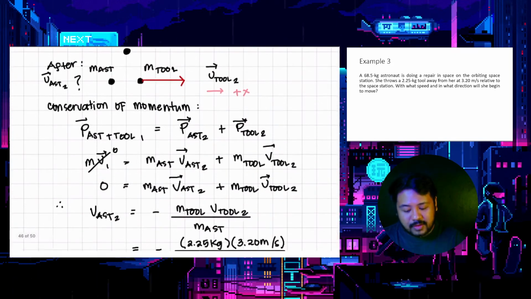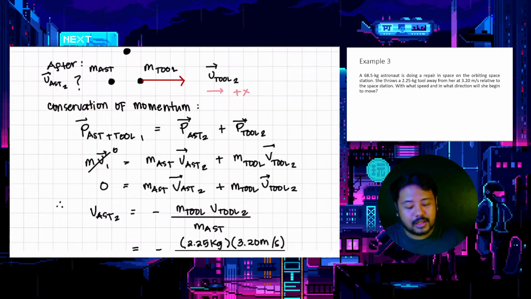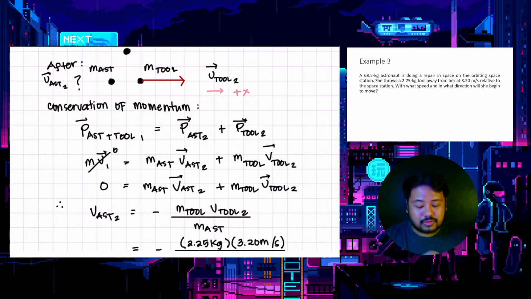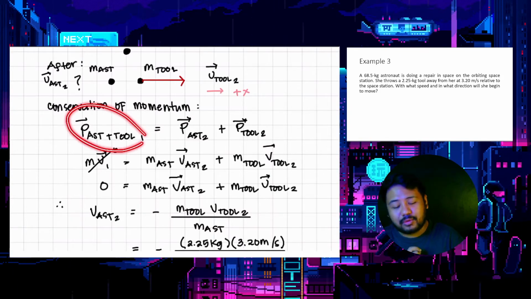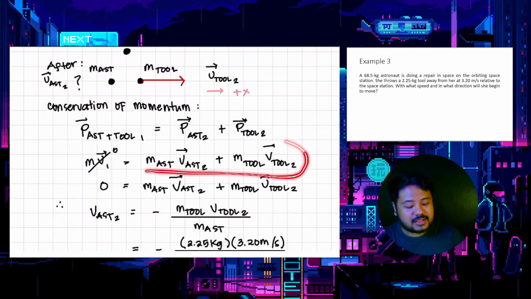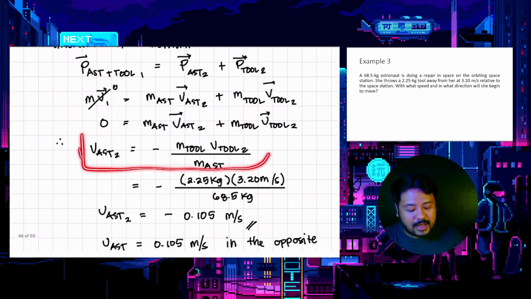So conservation of momentum, we treat this as one, the before throwing. We have the momentum of the astronaut plus the tool equal to the momentum after throwing, that is P astronaut 2 plus P tool 2. And we know that before throwing they are both at rest, so the momentum is just equal to 0. So we are left with this equation, and we are after the speed and direction of our astronaut after the throwing. So we got this working equation now.